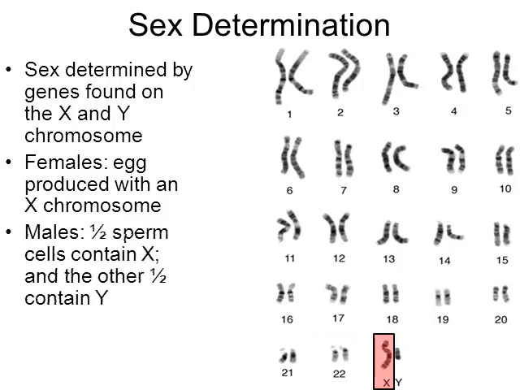Here's a picture of a male karyotype, and you can see males have two different chromosome 23s. We have an X chromosome that you see flashing right now. So when males produce sperm cells, 50% of our sperm cells will contain an X chromosome, and the other 50% will contain a Y chromosome. So it depends on the sperm cell that fertilizes the egg. If a sperm cell with a Y chromosome fertilizes the egg, the baby's going to be a male. If a sperm cell with an X fertilizes the egg, the baby's going to be a female.